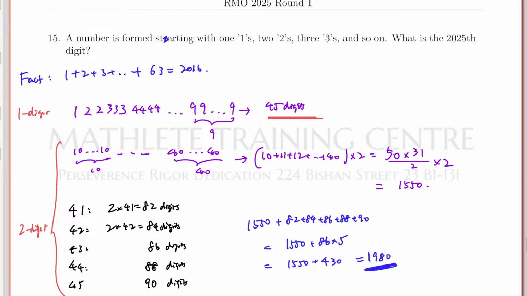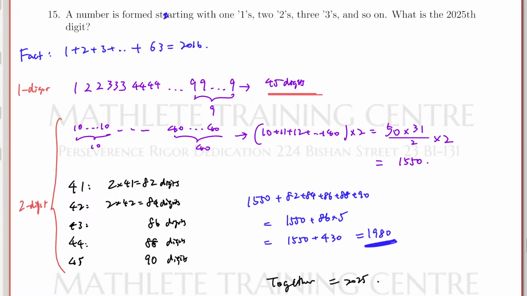So interestingly enough, the 2025th digit is actually just the ending of this pattern up to the number 45 exactly. So since these are 2025 digits, what we want is the last digit in the sequence. And the last digit in the sequence is from the number 45 that we use. The last digit here is the number 5. And that is the answer for this question.